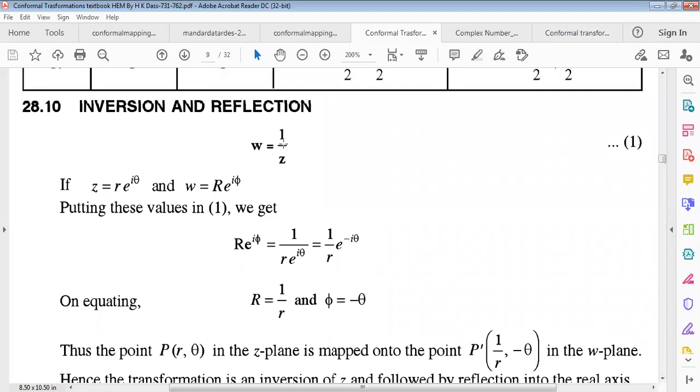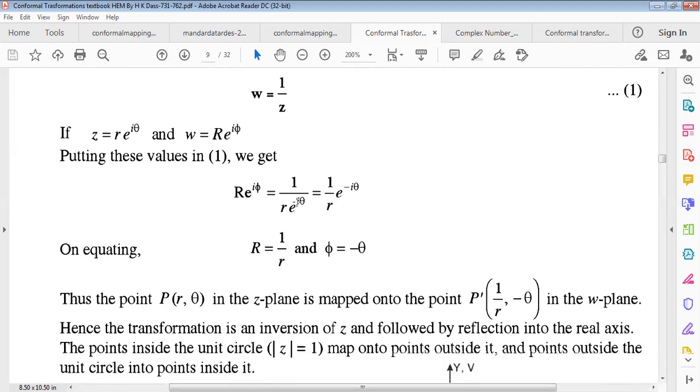Now inversion and reflection: W equals 1 by Z. This actually indicates inversion. Okay, now if Z equals R into e to the power i theta, where Z is the complex number in polar form, and W can be written as capital R into e to the power i phi, which is also the polar form of a complex number for the W plane, and this is for the Z plane. Now putting these values in equation 1, we can write R into e to the power i phi equals 1 by R e to the power minus i theta, by the exponent formula.